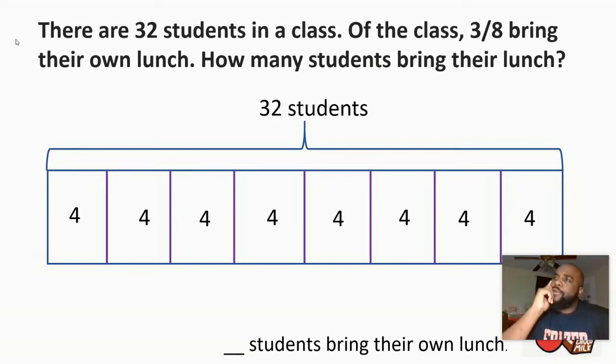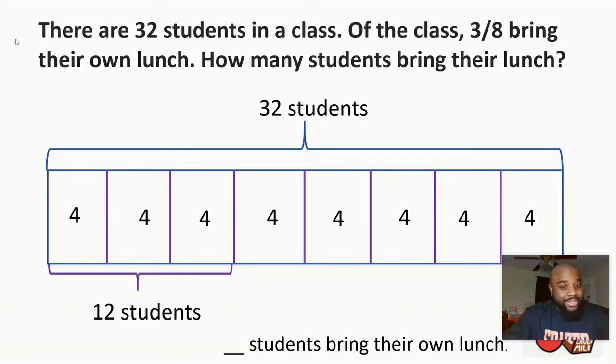I know that there are 4 students in each group, and 3 of the groups bring their own lunch. So therefore, I need to do one of the following. I could either add up all 3 of those groups, or I can take one of those numbers and multiply it by 3. Okay, either way, we know that our answer will be 12 students.